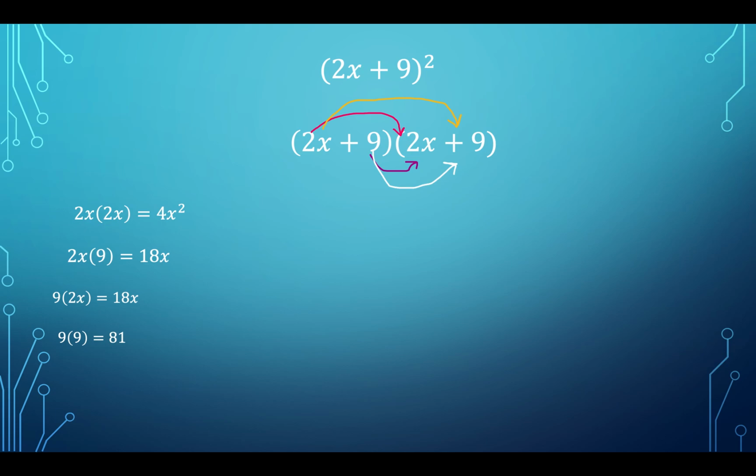So what do we do next? Now we have to put it into the horizontal form. So we have 4x squared plus 18x plus 18x plus 81. Combine our like terms. So 4x squared plus 36x plus 81. Now this right here is our final answer.